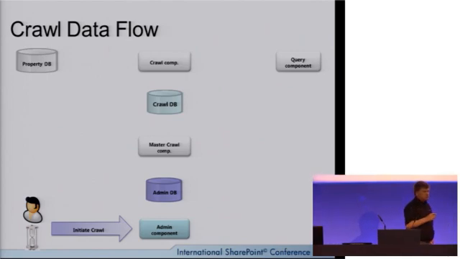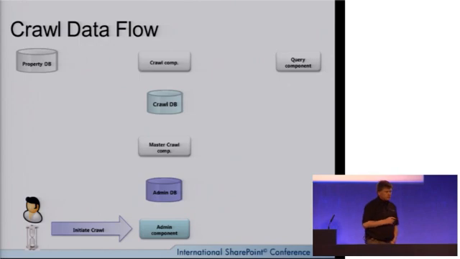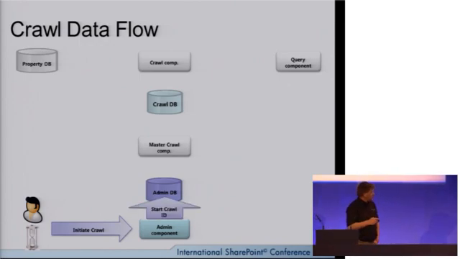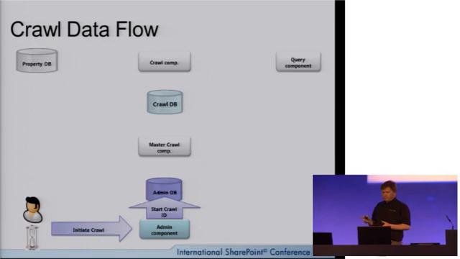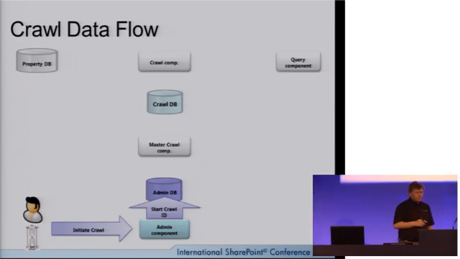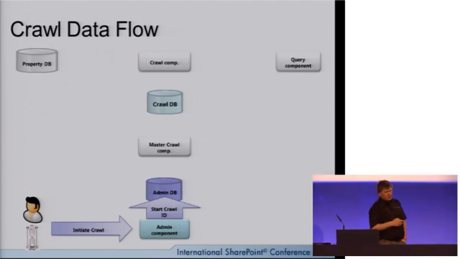So you remember the stack of components we were talking about earlier? The admin components at the top of the stack. It's the administrator of the whole service. The message goes to the admin component, which then drops a flag in the admin service DB that literally says, this content source, start crawling. There's another component in the search service called the master crawler. Now the master crawler is, well, by default it will be the first crawler in the environment.